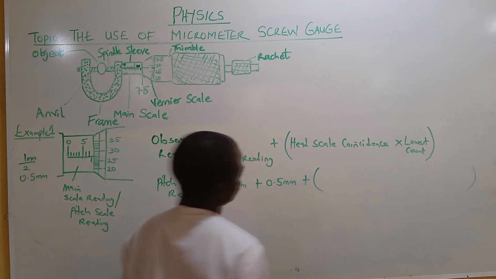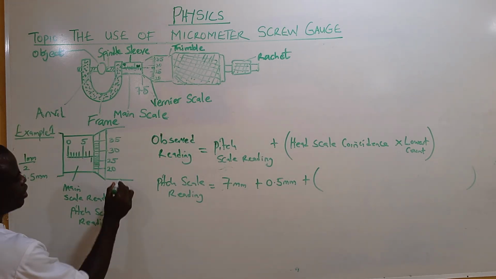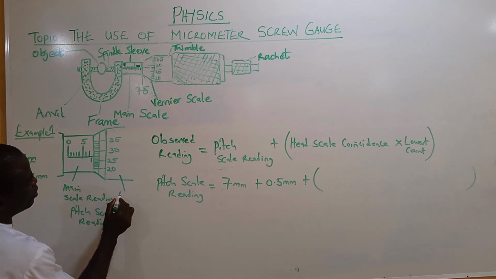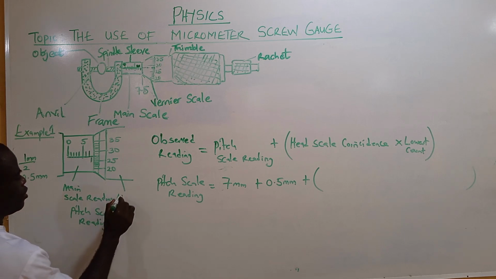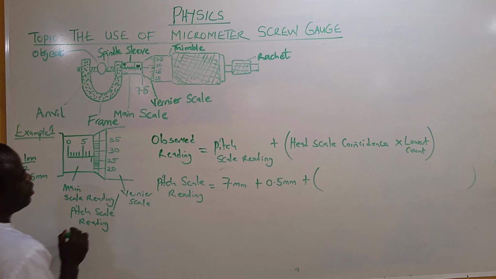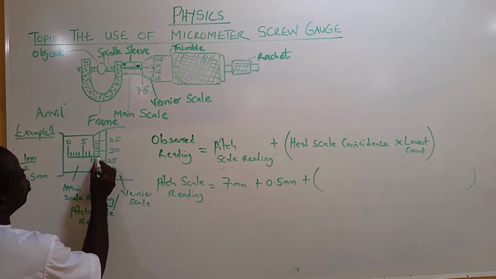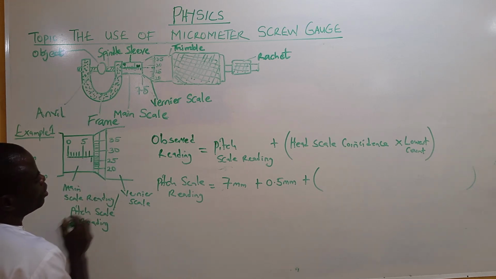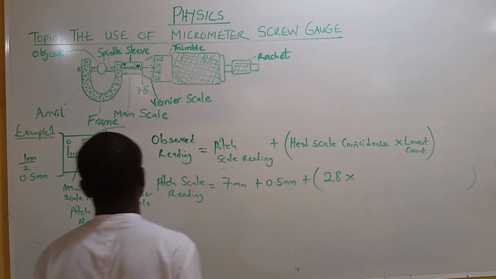Plus edge scale coincidence. What do we have? Edge scale coincidence. Come to the vernier scale. This is the vernier scale. Under the vernier scale, the edge coincidence of 25, 26, 27, 28 coincide at this point, 28. Now, 28 edge scale coincidence multiplied by the lowest count.